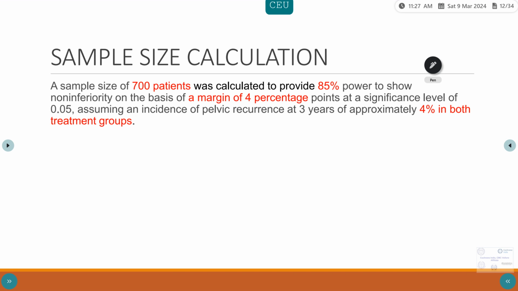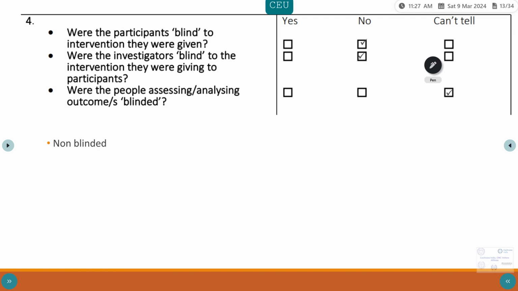Were the participants blinded to the intervention? It is a surgical trial, so it is very difficult to blind. So both the patients and the surgeons were not blinded. Regarding the outcome assessors, it was not mentioned if they were blinded. Were the study groups similar at the start of the randomization? So the baseline characteristics were predominantly well matched.